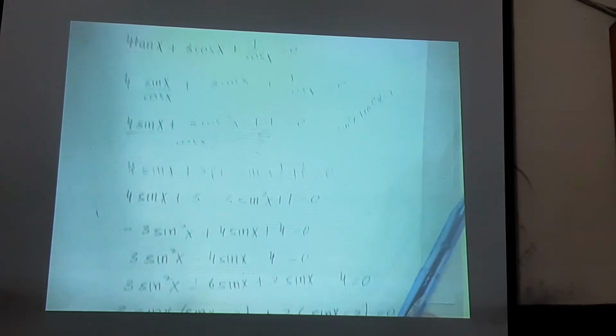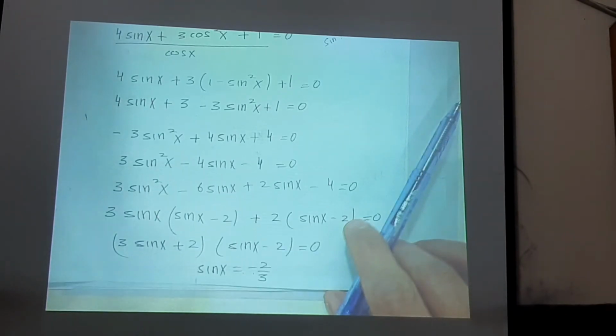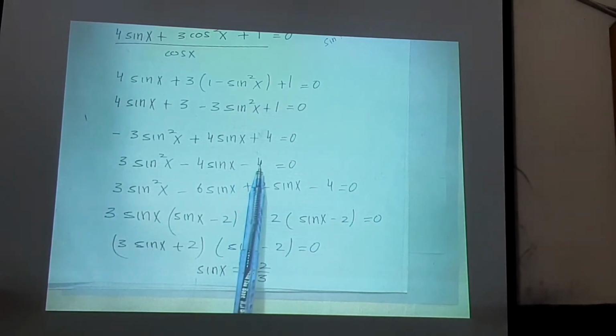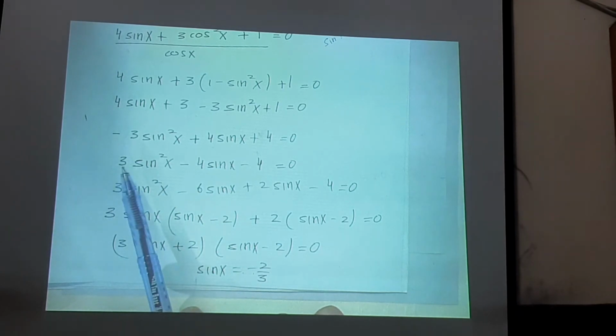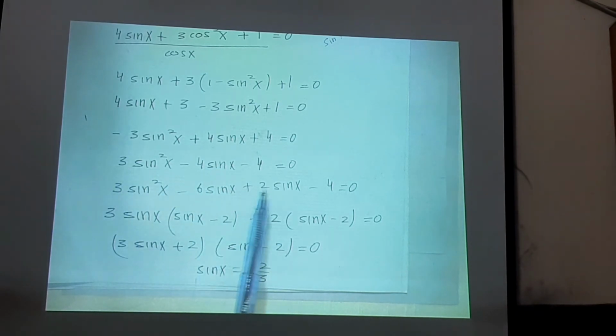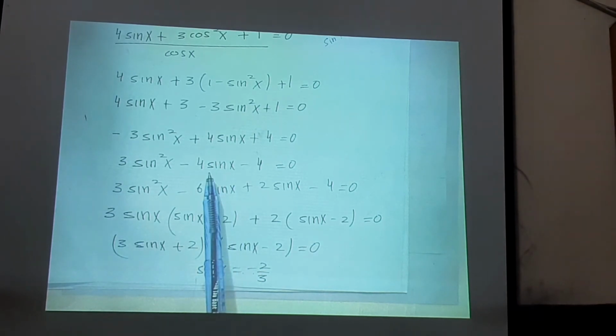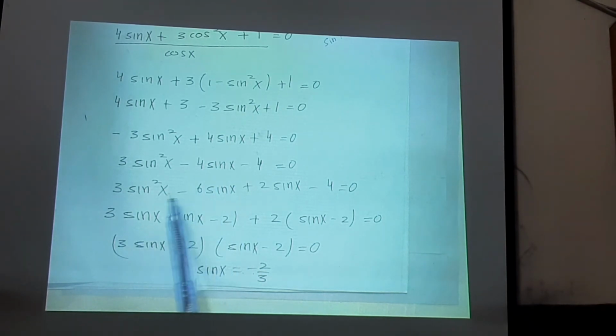Now do the midterm break. If you do the midterm break over here, 4 into 3 is 12, and factors of 12 are 6 and 2. Minus 6 plus 2 is 4, which is your middle term for sin x. So now I have done the midterm break over here. Take common from the first 2 and from the last 2. So your factors will be 3 sin x plus 2 and sin x minus 2.